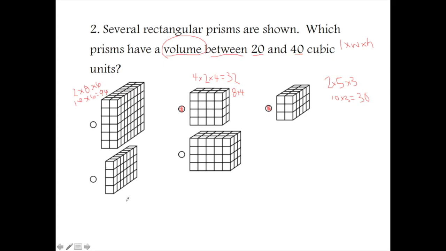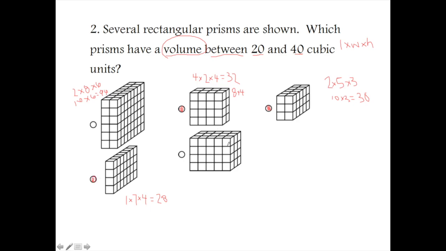The next one. The length is 1. The width is 1, 2, 3, 4, 5, 6, 7. And the height is 1, 2, 3, 4. 1 times 7 is 7, and 7 times 4 is 28. That is between 20 and 40, so that's one of the choices.